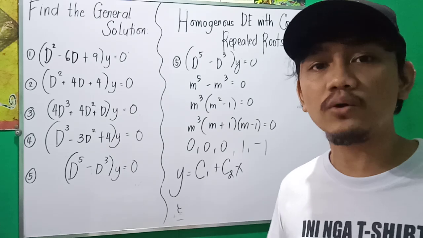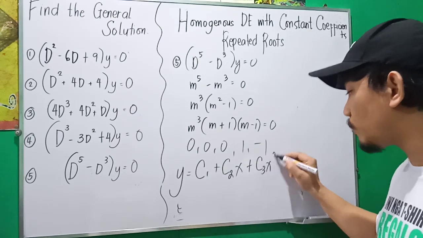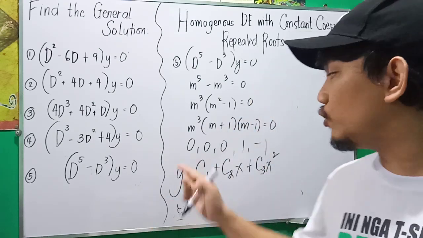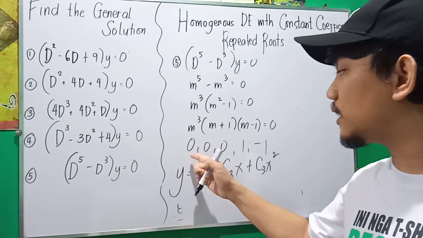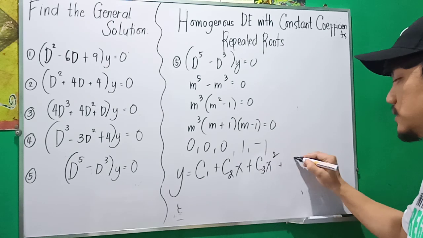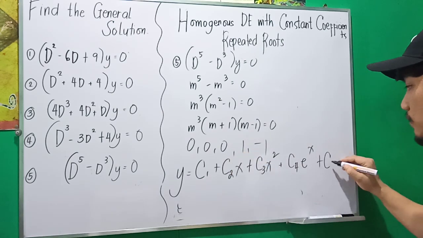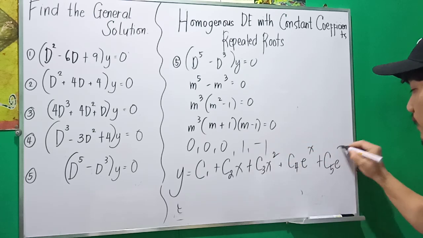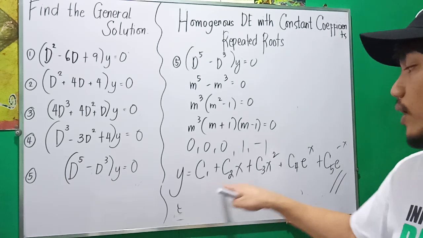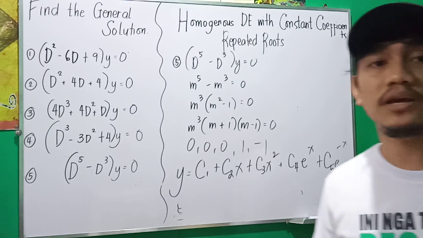Kasi e raised to 0 is 1. Plus C2x plus C3x squared. Kasi naulit pa siya ng isa. Kapag tatlong beses yun, tatlo yung umulit. Tatlong beses siya nag-appear. So, multiplicity of 3 hanggang x squared yan. Plus C4 e raised to x for positive 1. And for negative 1, that is C5 e raised to negative x. So, yun yung magiging final answer natin: C1, C2x, C3x squared, C4 e raised to x, tsaka C5 e raised to negative x.